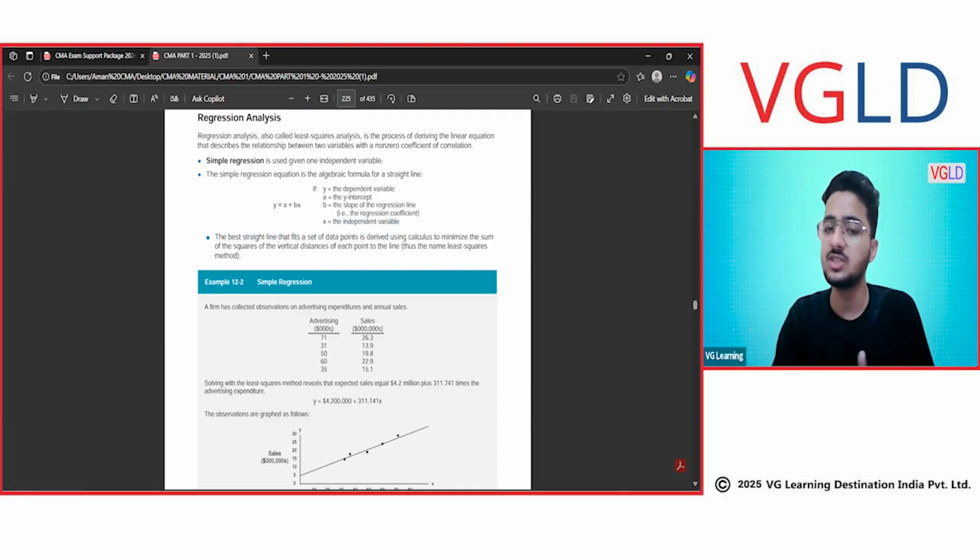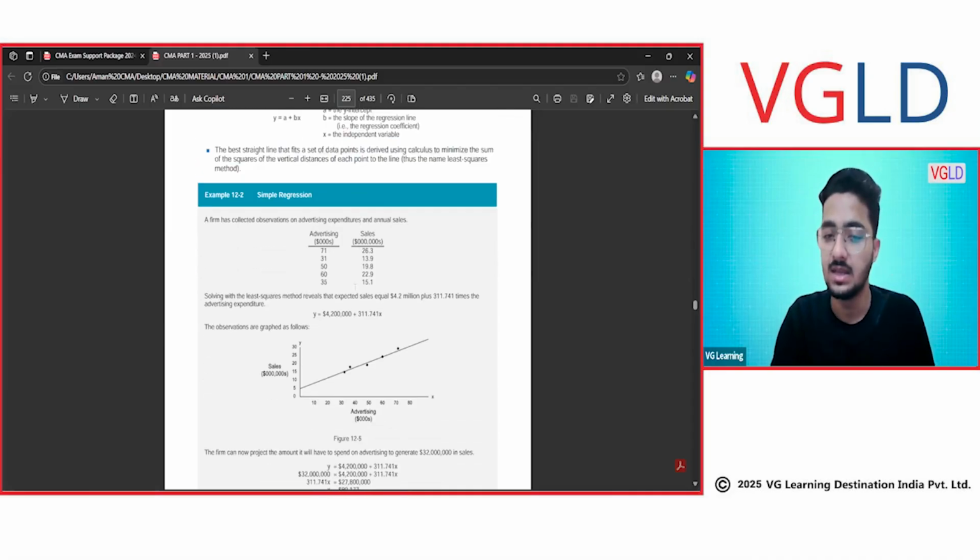Okay. So the best straight line that fits a data point is derived using calculus to minimize the sum of the squares of the vertical distance. Let's see this question. At a particular advertising level of 71,000, you have sales of 26.3 million. At a point of 31,000 advertising, you have sales of 13.9 million.